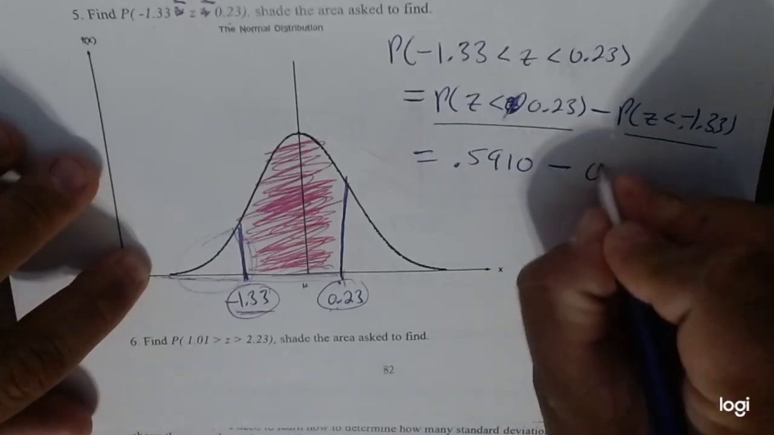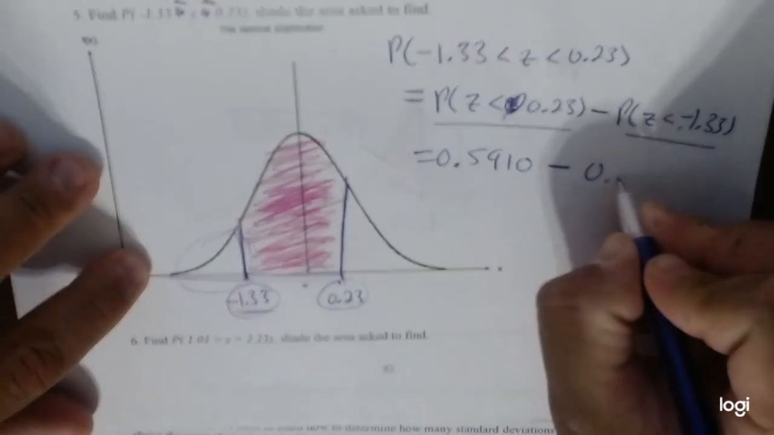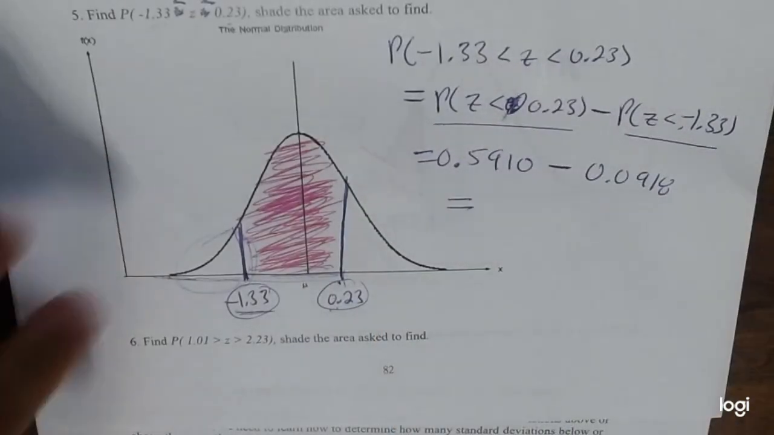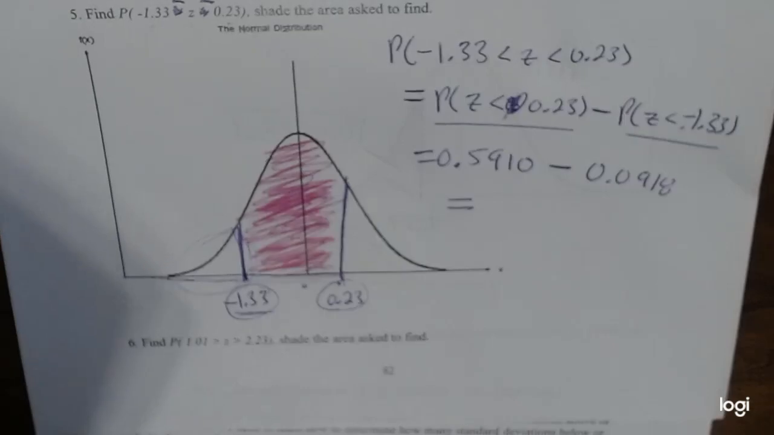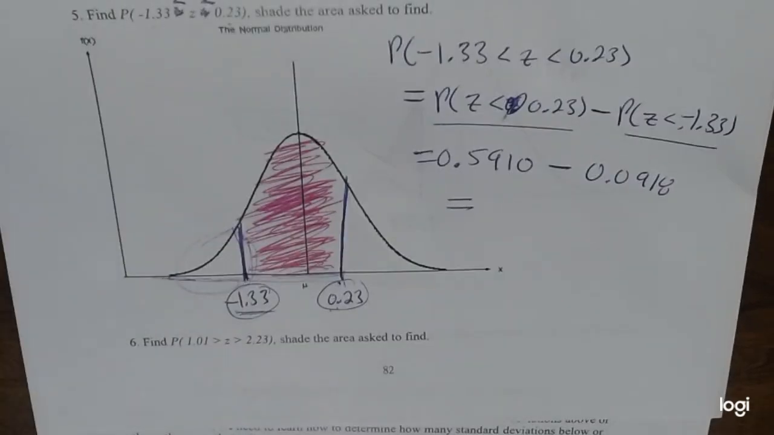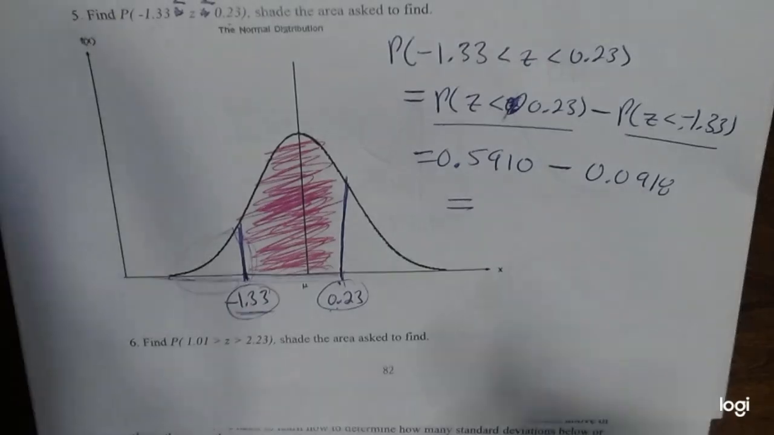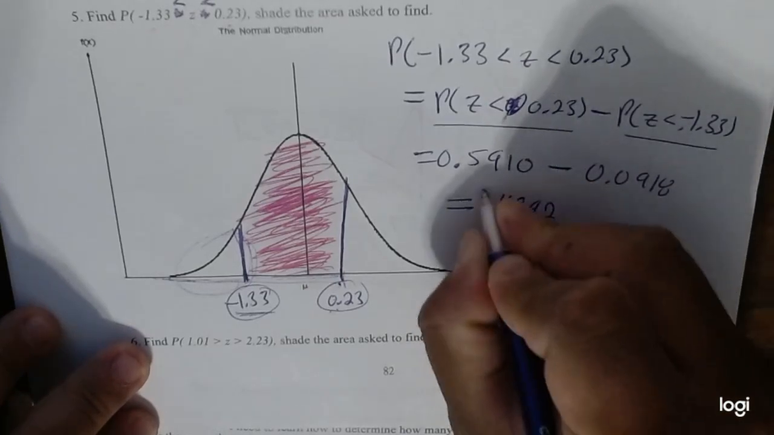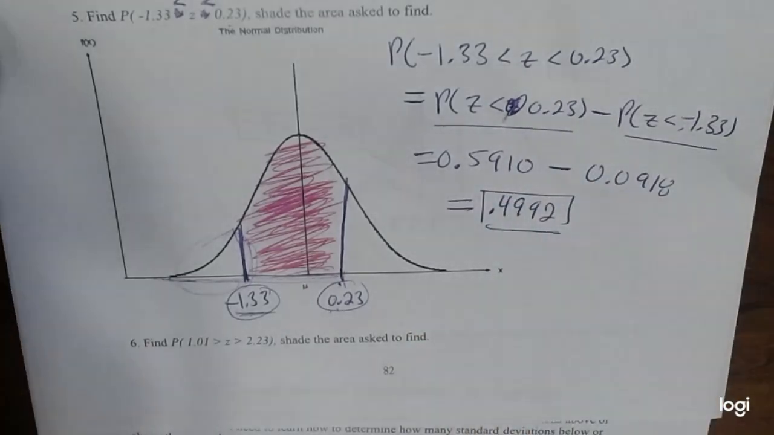Should give you 0.09118. And then you finally subtract them to get your total area between the two z-scores. So our answer is going to be 0.4992. Okay, and that's how we do area between the z-scores.